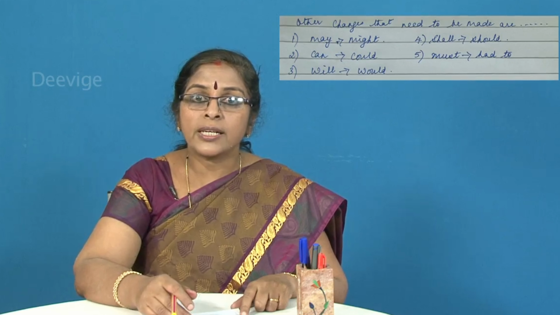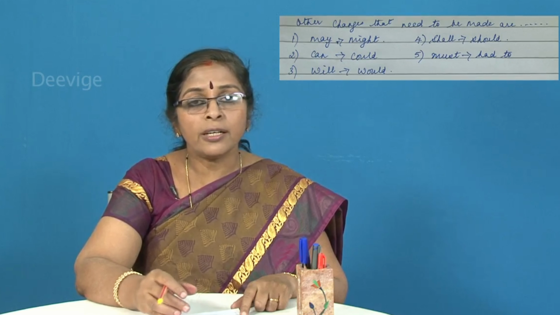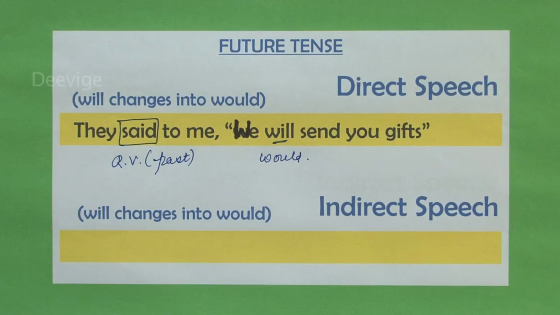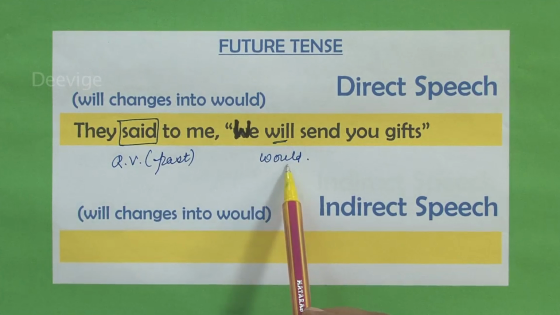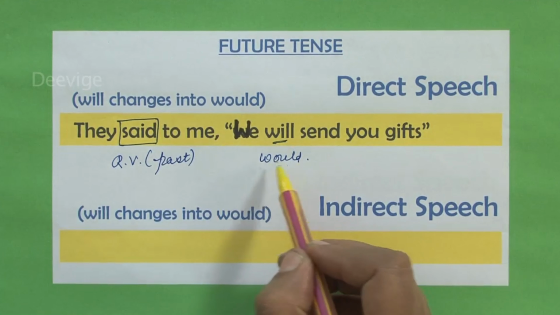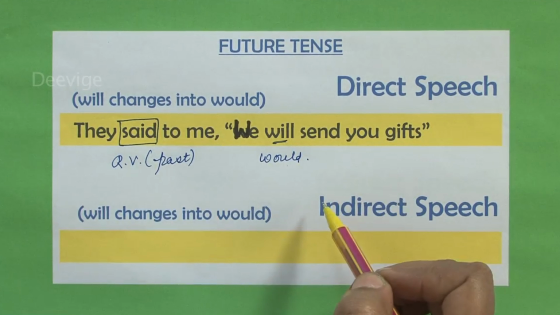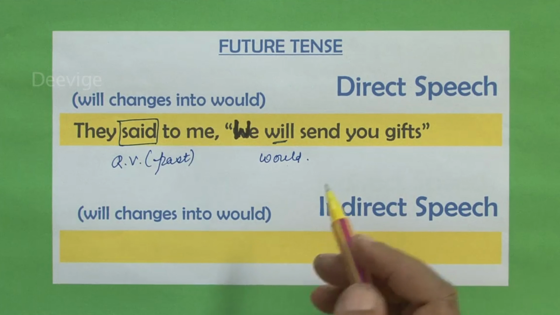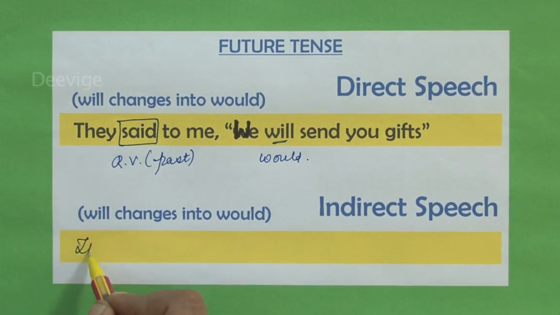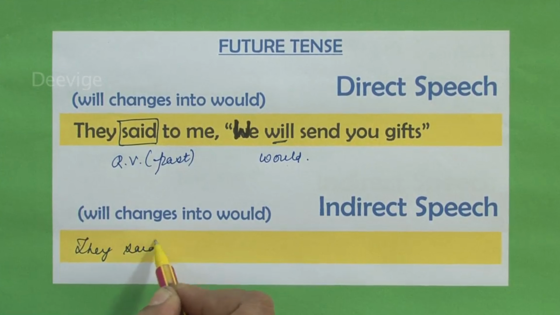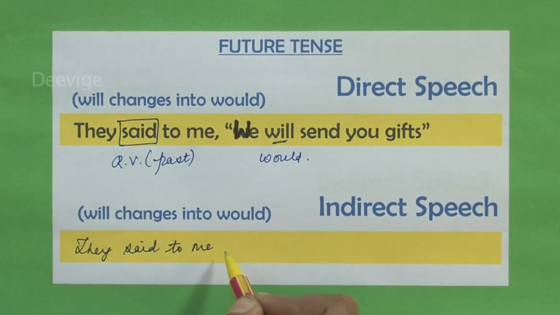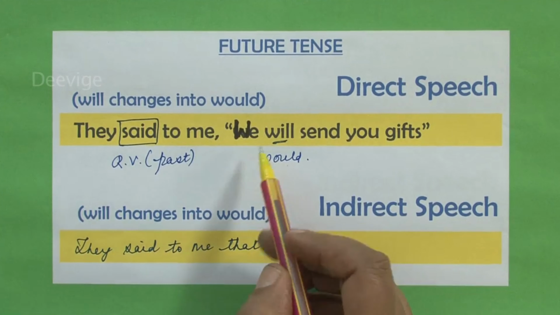So we'll go back to the sentence that we have and we'll just change that from direct to indirect. So coming back to the example that we have here with us, they said to me, we will send you gifts. So we have already discussed that said is the reporting verb which is in the past tense and will should change to would. And the whole sentence, how are you going to write this in the indirect speech, children? You are going to write it this way. They said to me that.